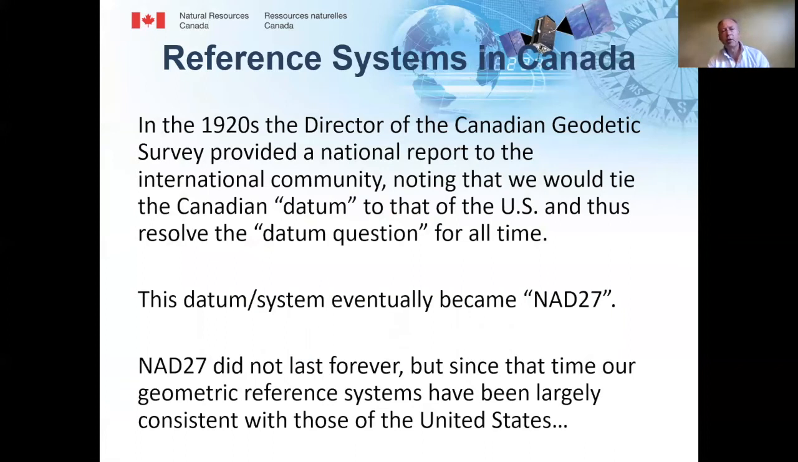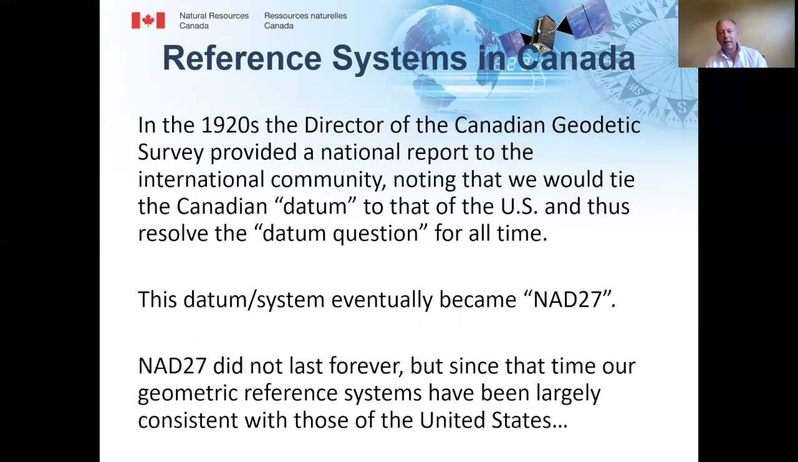I'm going to go back in history to the 1920s. I happened to be reading some old reports from a previous director of the Geodetic Survey, for reasons related to an international report. We actually provided the same report to more or less the same international organization last summer, in 2019, so I was looking back at a report provided nearly 100 years earlier. In that report, I noticed a discussion about the Canadian datum. This was a 2-dimensional datum without the height system, and how that was going to be tied to the U.S. datum, and the director noted that this would resolve the datum question in Canada for all time.